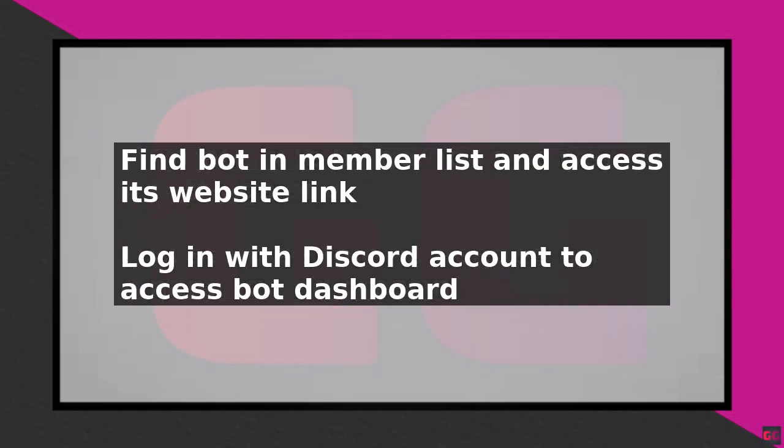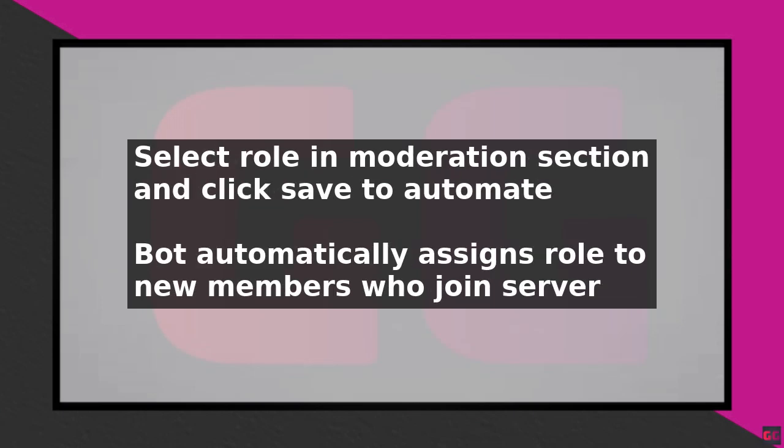After creating the role, go back to your server and find the bot in the member list. Right-click on the bot and select Profile. Then click on the website link. Log in with your Discord account and select your server to access the dashboard.